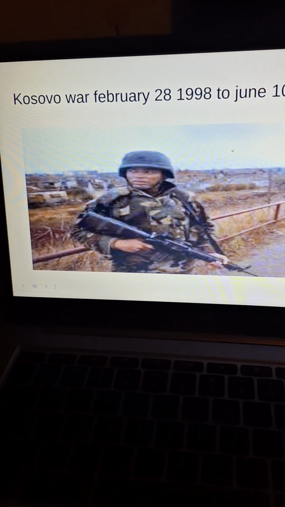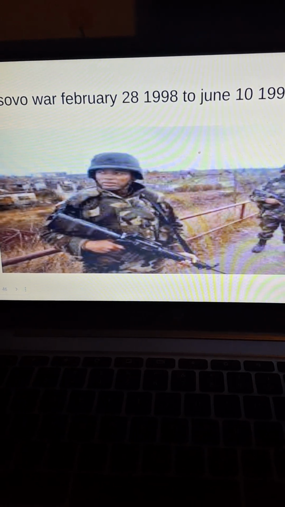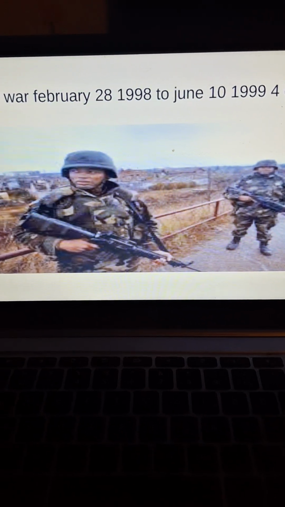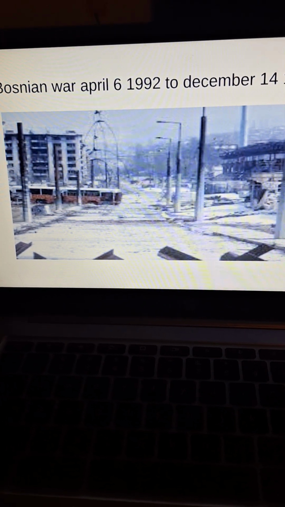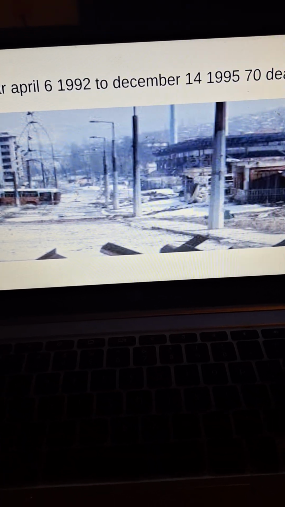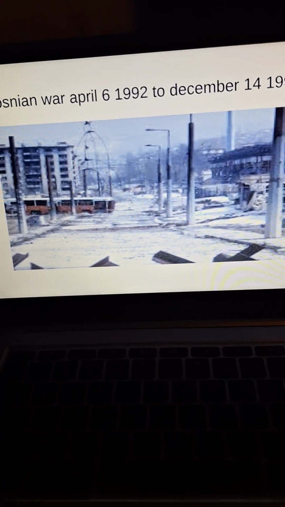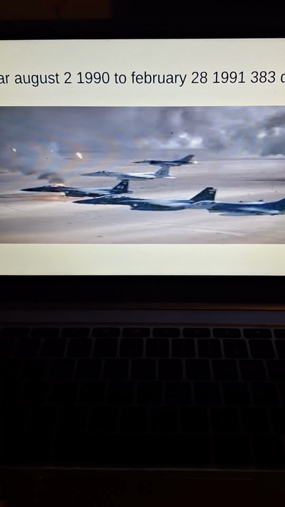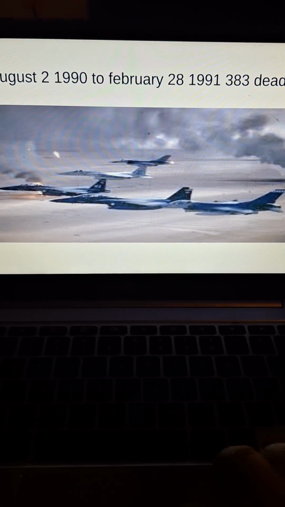The Kosovo War, February 20th, 1998 to June 10th, 1999. 4 Americans dead. The Bosnian War, April 6th, 1992 to December 14th, 1995. 70 Americans dead. The Gulf War, August 2nd, 1990 to February 20th, 1991. 383 Americans dead.